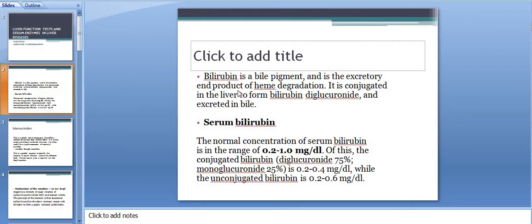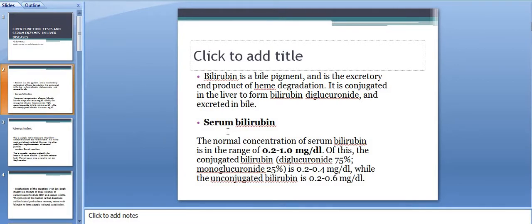Bilirubin is a bile pigment and is the excretory end product of heme degradation. It is conjugated in the liver to form bilirubin diglucuronide and excreted in bile.